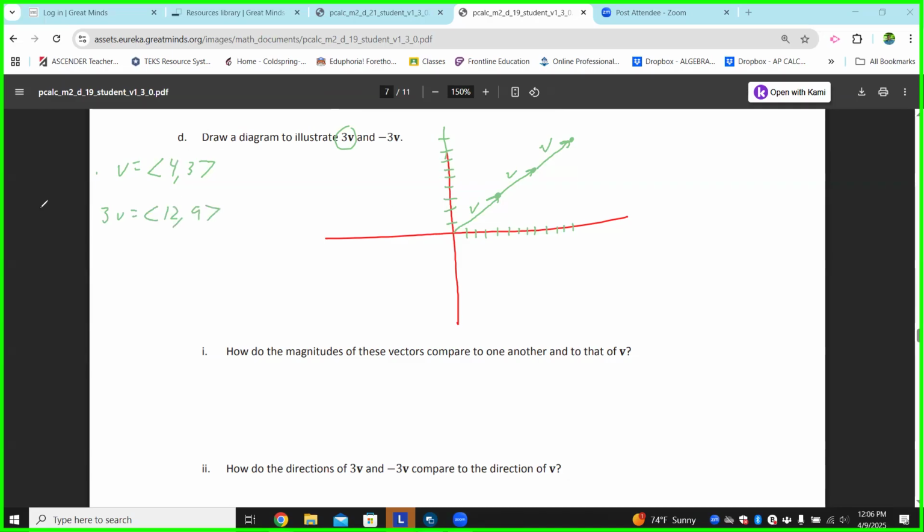Now I want you to graph the opposite of 3V. It's going to be the same process. We already know the opposite of V ended up being what? What was the opposite of V from the previous question? Negative 4 and negative 3. Perfect. So with that, I'm just going to graph that one 3 times to get my opposite of 3V. That's 1, 2, 3, 4, 1, 2, 3. So there's 1, and then 1, 2, 3, 4, 1, 2, 3. There's 2, 1, 2, 3, 4, 1, 2, 3.